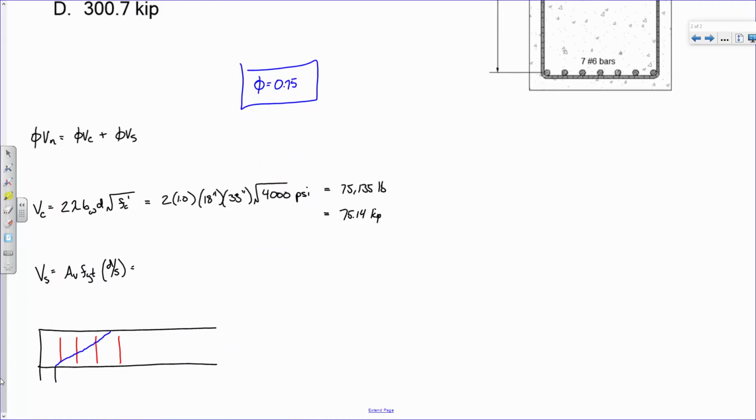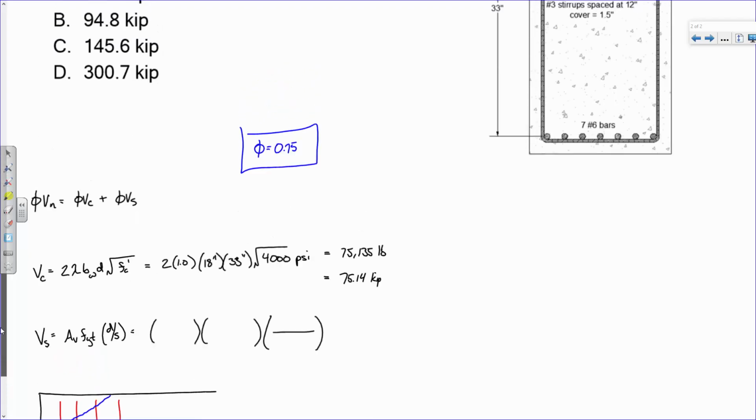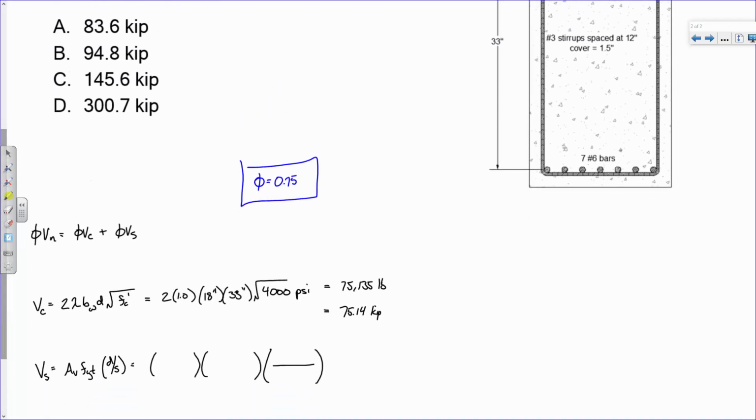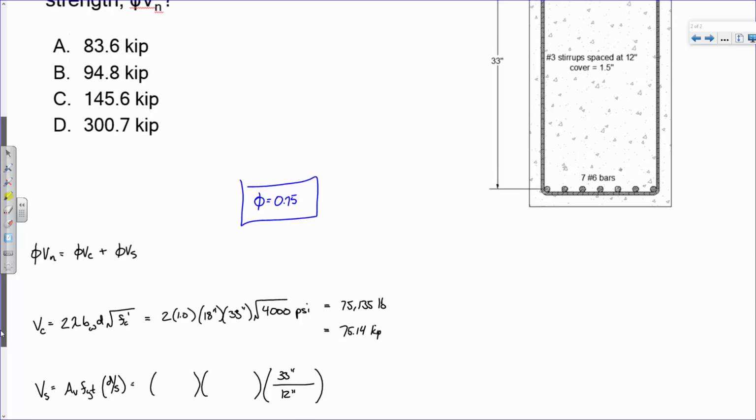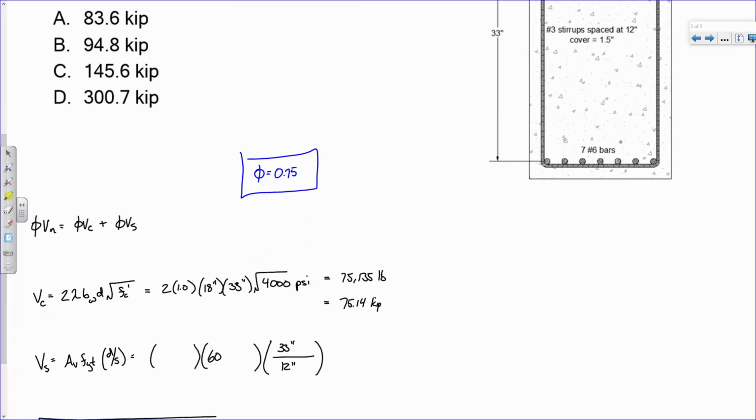All right? Now, let's fill in some values. Okay, what's the stirrup spacing? 12 here, there we go. So 12 inches. The d value is 33 inches. fyt, that's 60 KSI. Now, let's see if we remember this. I got number 3 stirrups that are U-shaped. So the area of a single number 3 is 0.11.